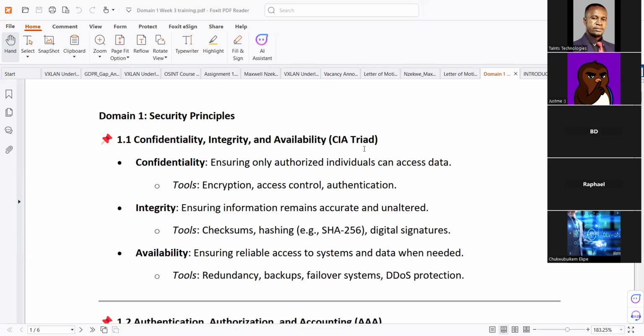No, sir, please. I'm sorry. If you can come again, explaining availability and also confidentiality.